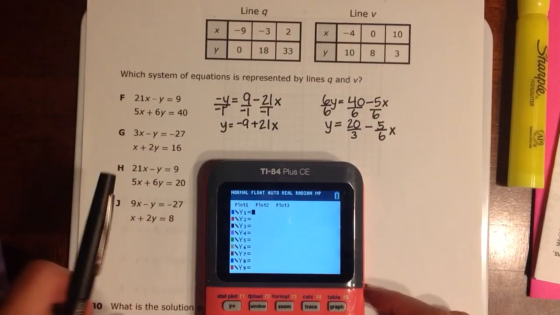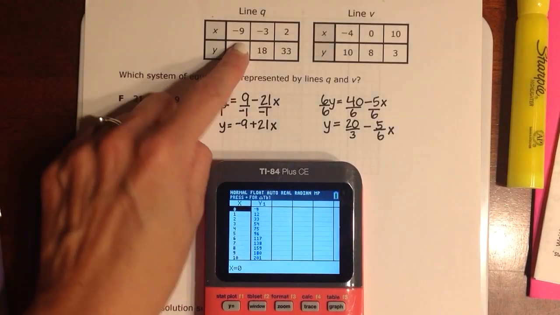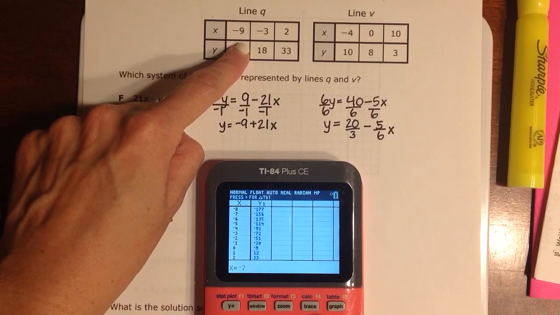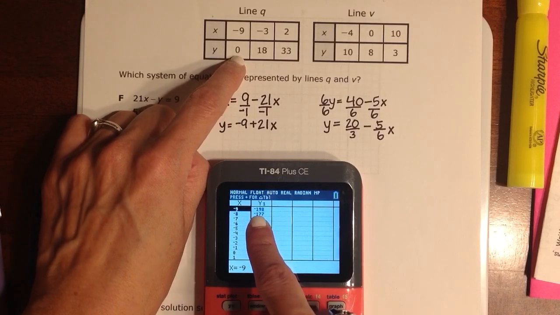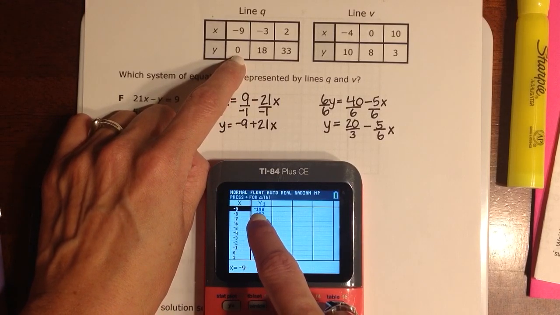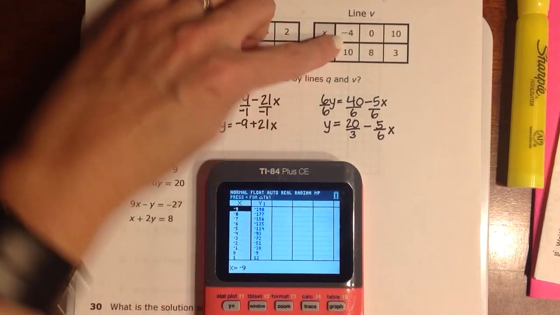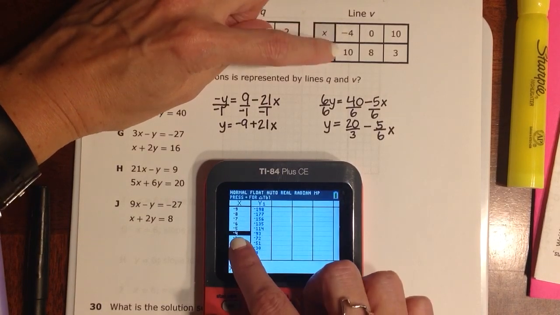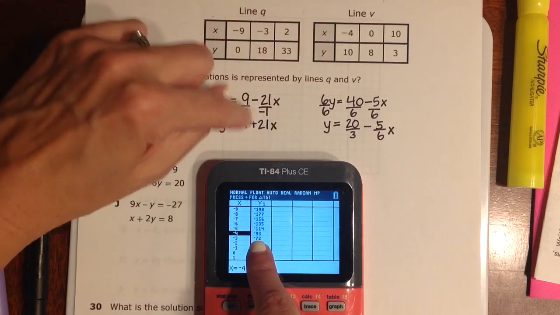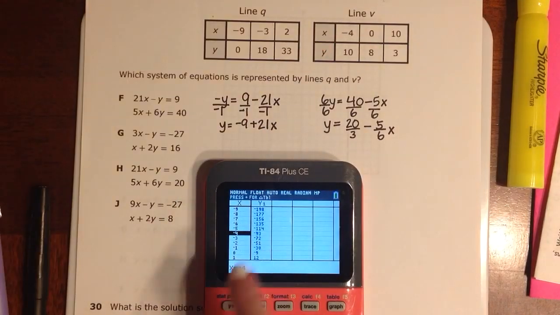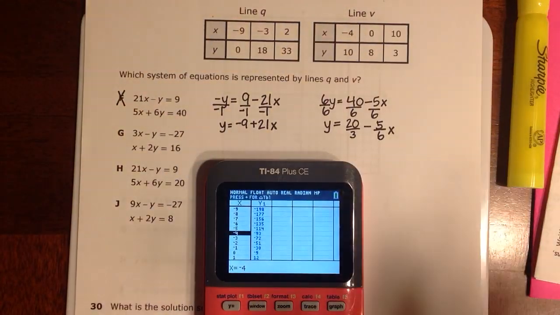And now I'm going to go to my table. So I'm going to go to y equals, type in the first equation, negative 9 plus 21x, and go to my table, and my first x value is negative 9. So I'm going to see negative 9, and it says my y value is supposed to be 0, but clearly that is not 0. So now I'm going to check this table, because what if this equation is really line V? So now I'm going to go to negative 4, and the y value is supposed to be 10. Well, you can clearly see that the y value here is not 10. So this equation does not match either table, so that means F can't be the right answer. I'm not even going to bother putting that one in my calculator.